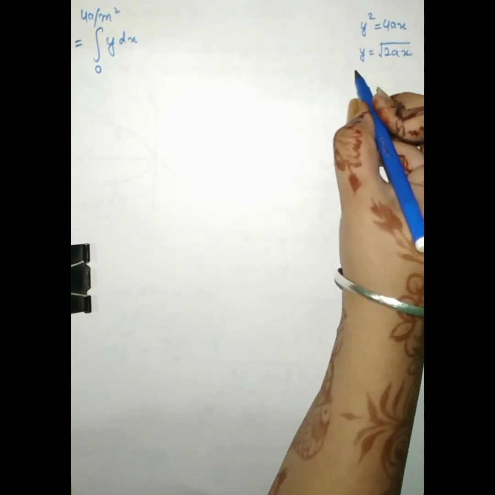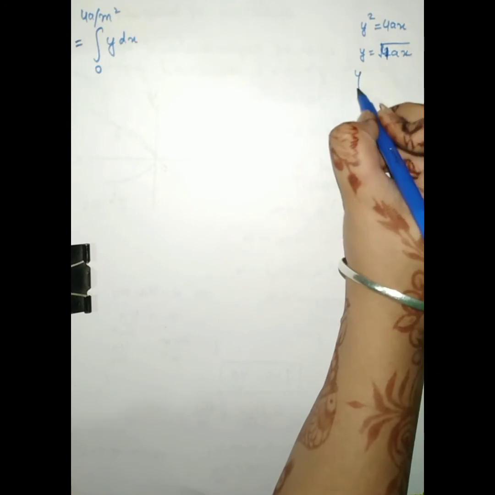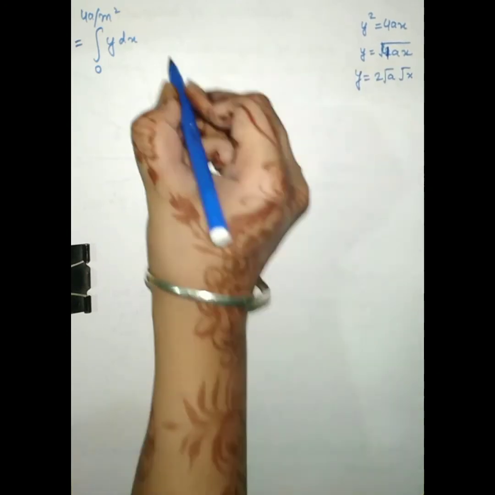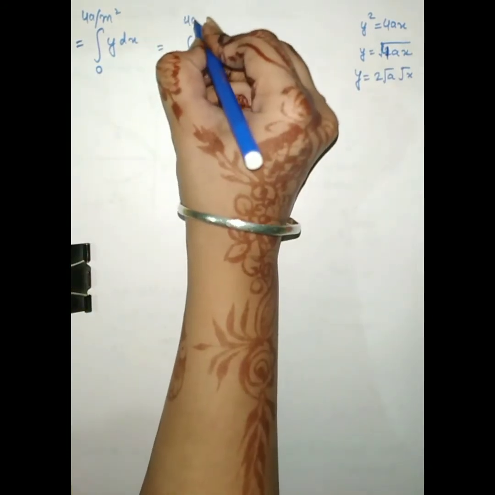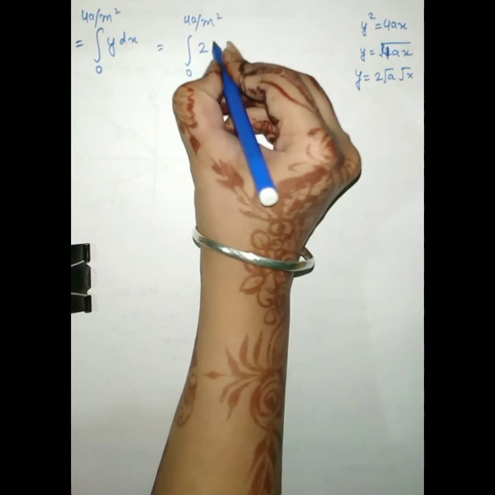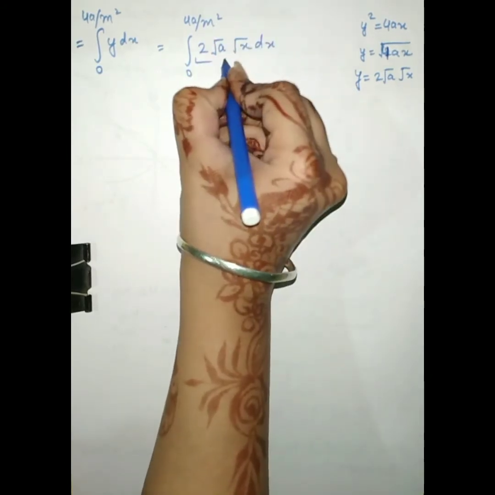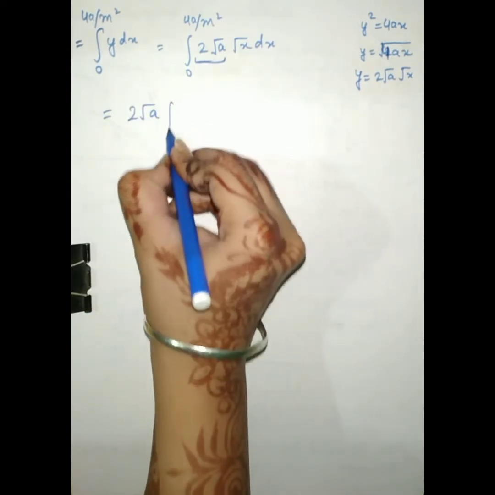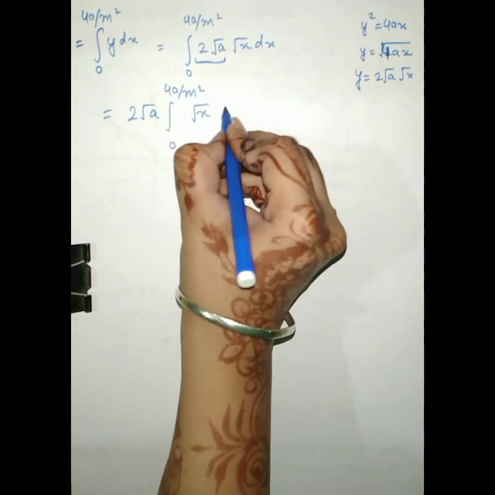So it will become root of 4ax. From this, y will become 2 root of a root of x, and if we put this value here, then we get the integral 0 to 4a upon m square 2 root of a root of x dx, and this is a constant term, so we will take it outside. That means 2 root of a, integral 0 to 4a upon m square root of x dx.